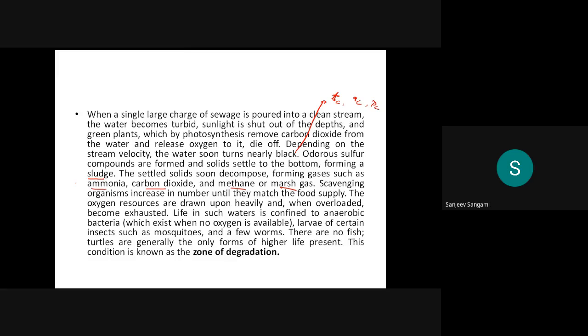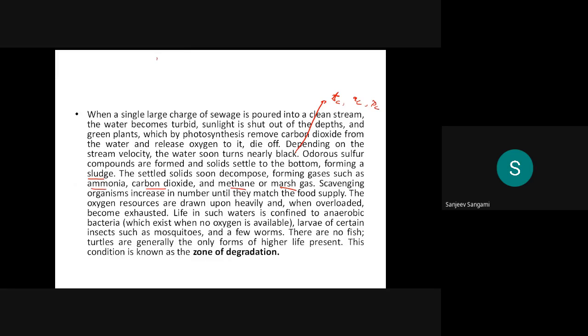The oxygen resources are drawn upon heavily and when overloaded become exhausted. Sometimes, whenever the organic matter is overloaded, it will take its own time to recover. And when the load is over, it will automatically become stagnant, and then DO will recover when the bacteria die. You might have seen how the bacterial growth curve looks.